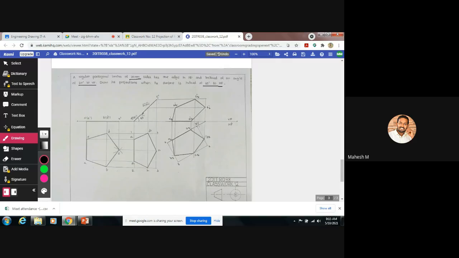Okay, so 45 degree is mentioned and 30 degree is also mentioned, but this 30 mm side value is not mentioned in this problem. So you should mention the side values also like this.